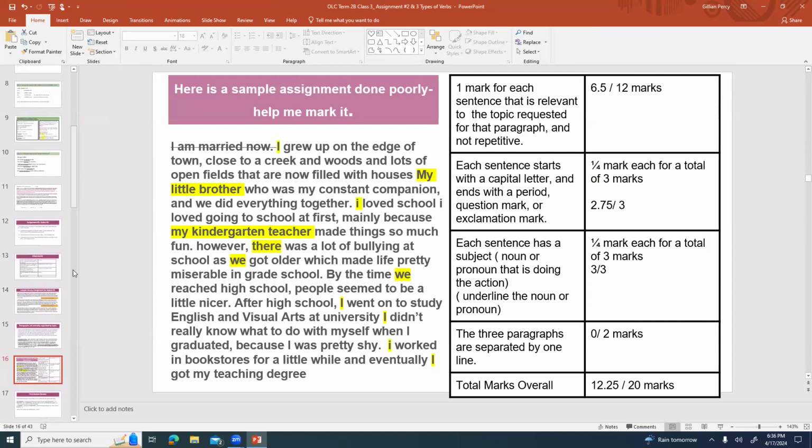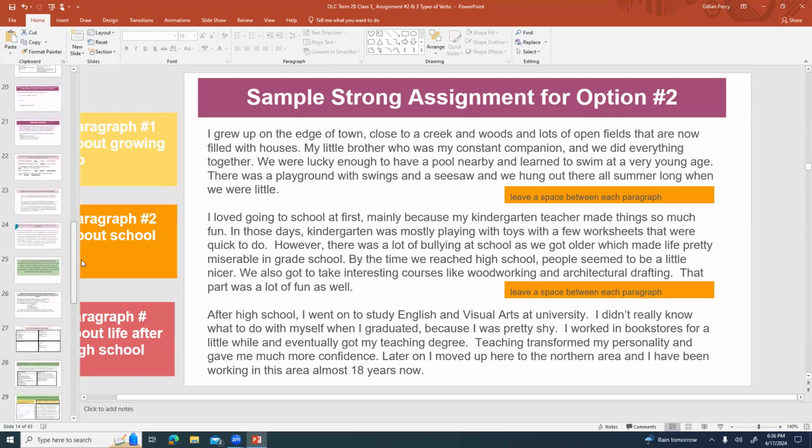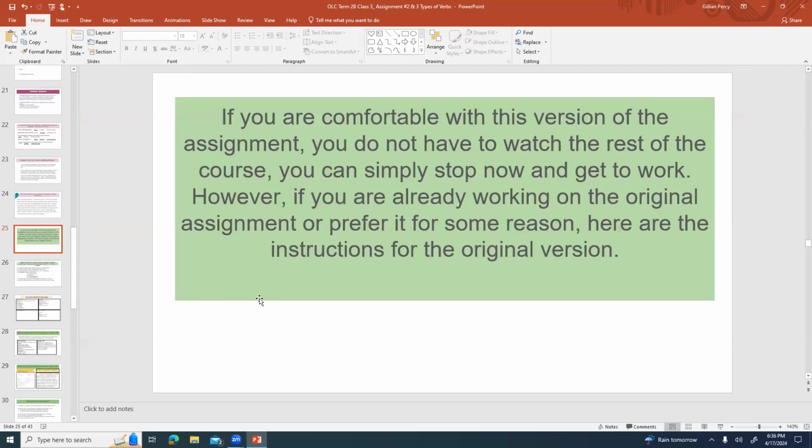Okay, a paragraph on growing up, a paragraph on school, a paragraph on life after school. Leave me a line between each paragraph. Remember to use capitals and periods. That is the most basic way I can put that, okay? So try and work on that one first. Now, if for some reason you've already started the other one and you want to take a look at that, I will walk you through that now for you. However, if you're just going to do the simpler version, you are welcome to turn off your computer or your YouTube or whatever you're watching this on, and then just go ahead and start working on the assignment.